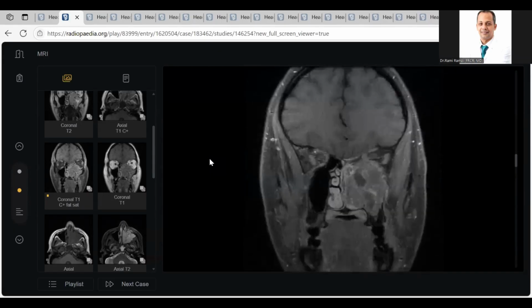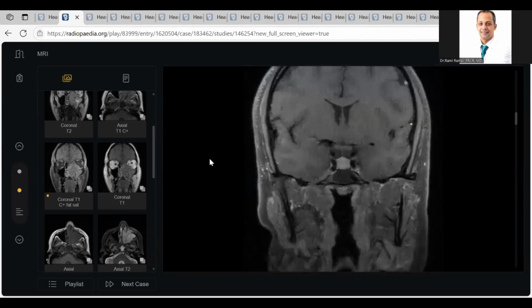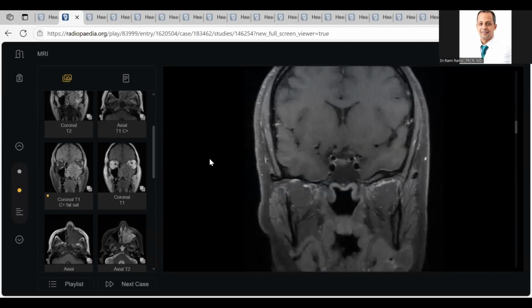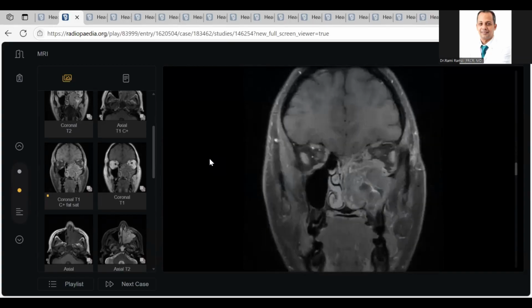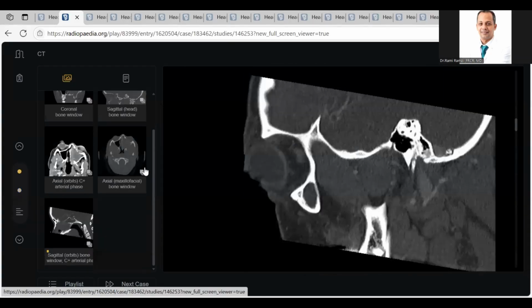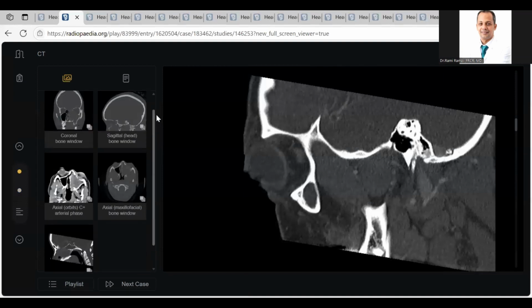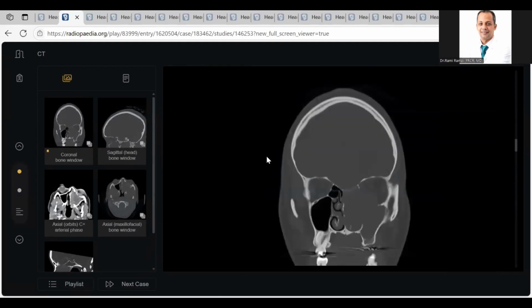This is an aggressive process and needs immediate neurosurgical and ENT consultation, MDT discussion regarding its surgical planning and chemo if required. Thank you, doctor, so much. You did very well.